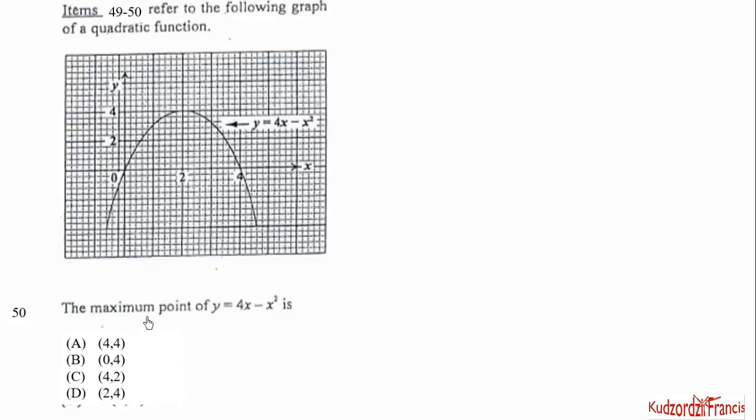So we have this one, the maximum point of y equals 4x minus x squared. The maximum point is this point. This is also a familiar question, which is (2, 4). So the maximum point is (2, 4). Option D is the correct choice.